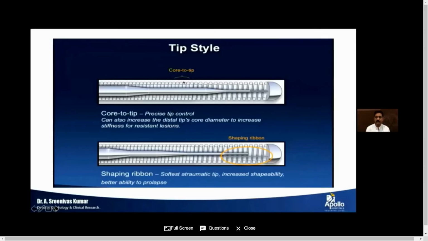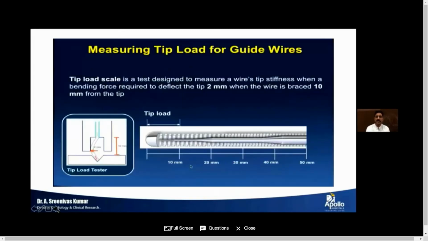A word about the tip of the wire. As I said, the coil happens here. If you see the end, the tip, you may not have too much coil ribbon, or the central core may not extend here. If the central core is not coming up to here, that tip will be very flexible. On the other hand, if the central core extends till here, it will probably be difficult to bend the wire at the tip.